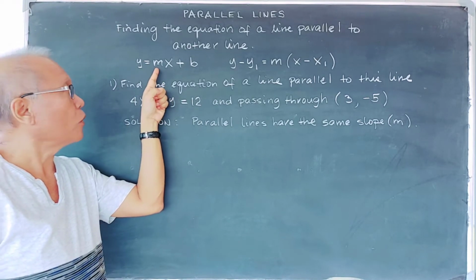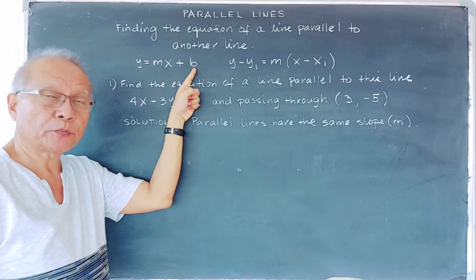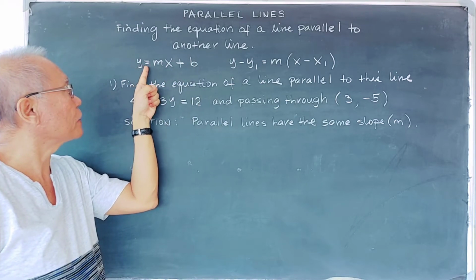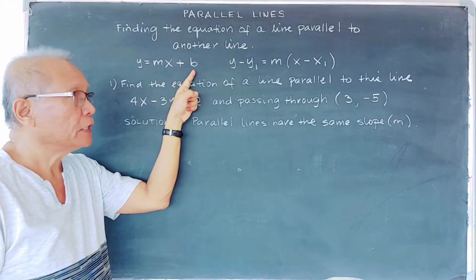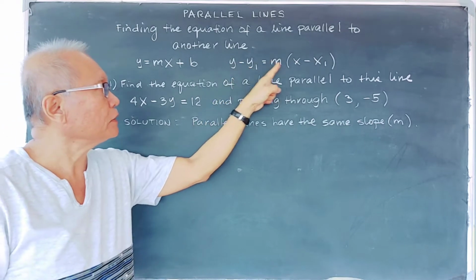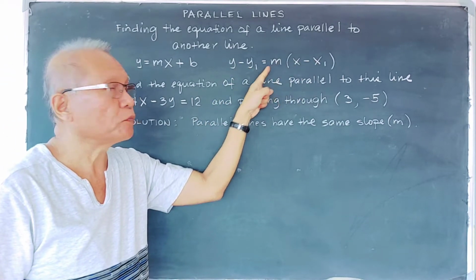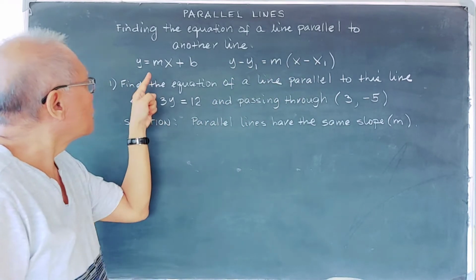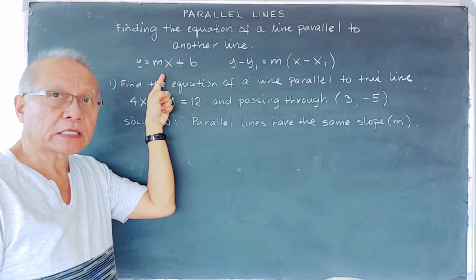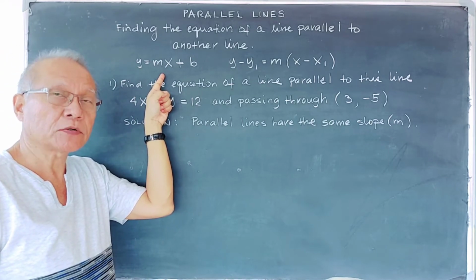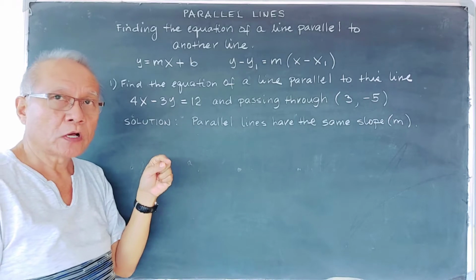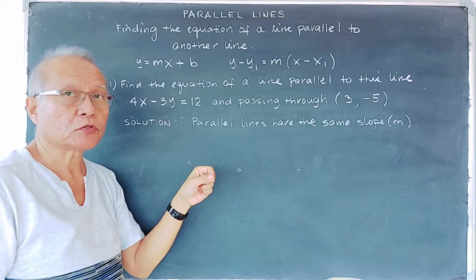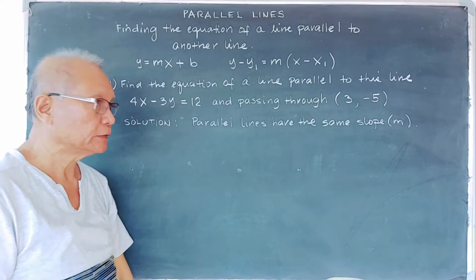This one is the slope-intercept form, sometimes written y equals mx plus c. And the other one is the point-slope form. This one is used to find the slope of the first line so that we can use the slope for finding the equation of the second line.